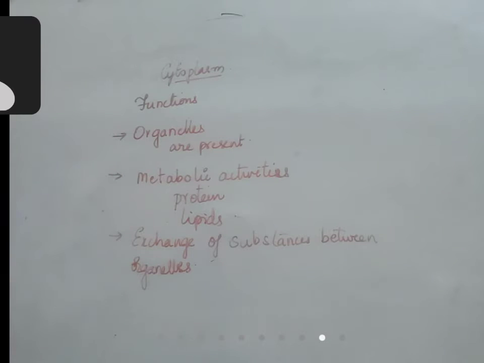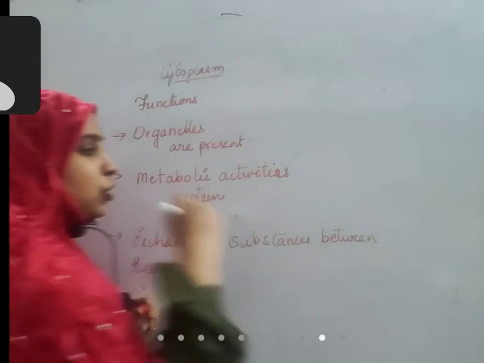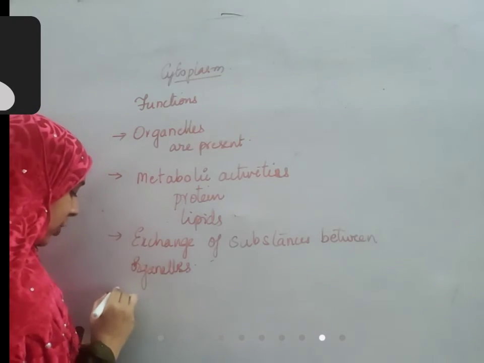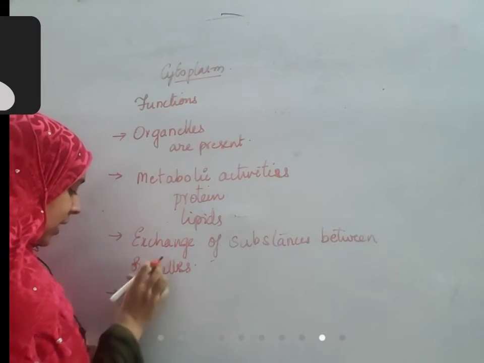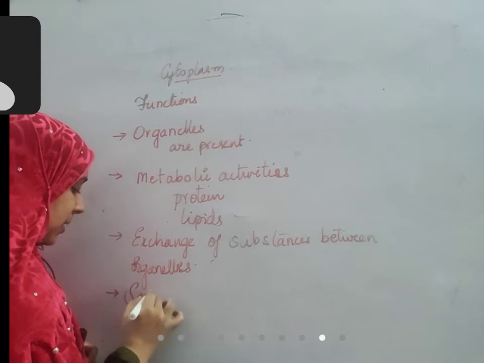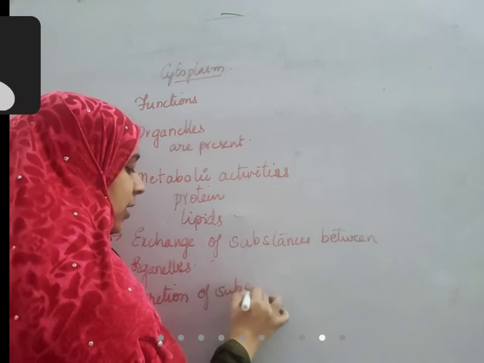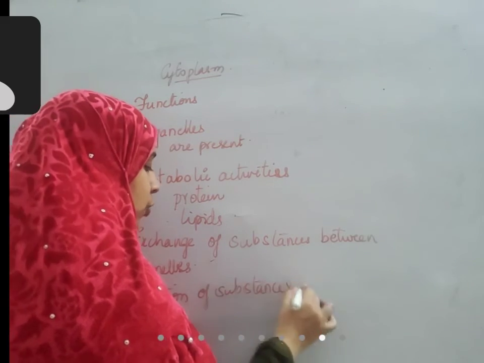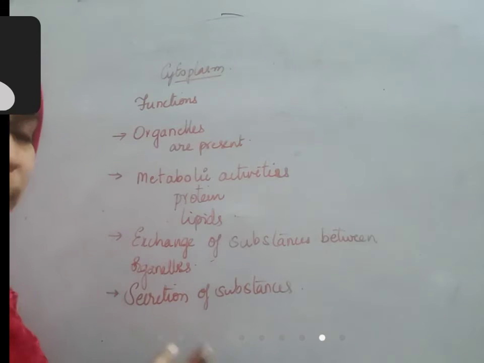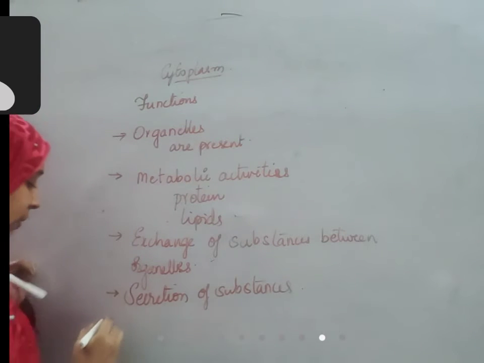So what else? If anything has to be exported out, it should be transported through the cell membrane only. So for secretion of substances, like sometimes proteins need to be secreted out, the cytoplasm is a route way for the passage of the material.